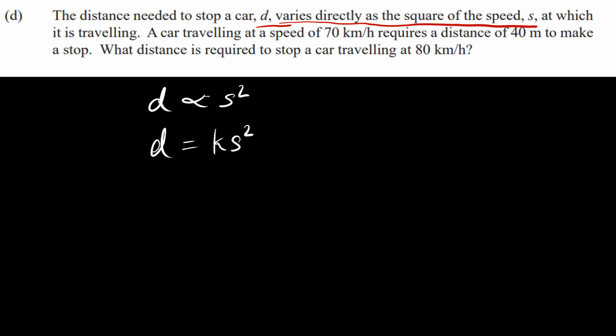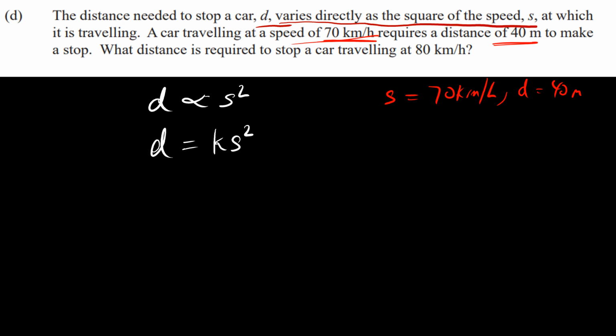All right, so we need to find what k is. So we need to know what d is when s is a certain value. Let's read the question again and see if we have that information. We're told a car traveling at a speed of 70 kilometers per hour requires a distance of 40 meters. So we have the speed being 70 kilometers per hour when distance is equal to 40 meters. So we're given the values for d and s, which we can use to find k. That's the idea with these things. You've got to always have the values of the two variables to find k, the unknown.